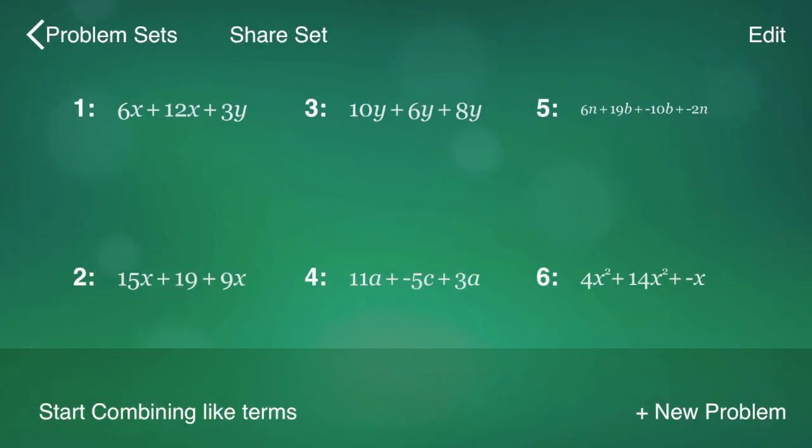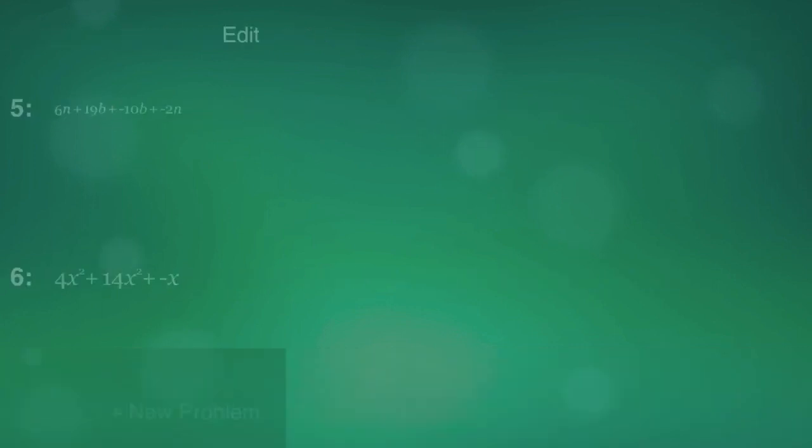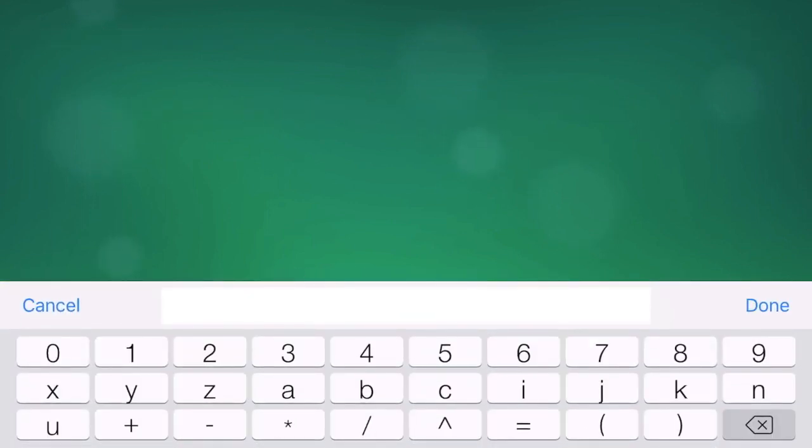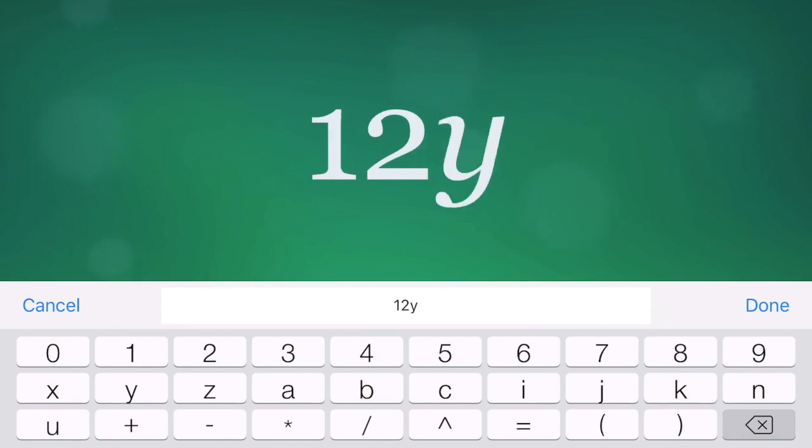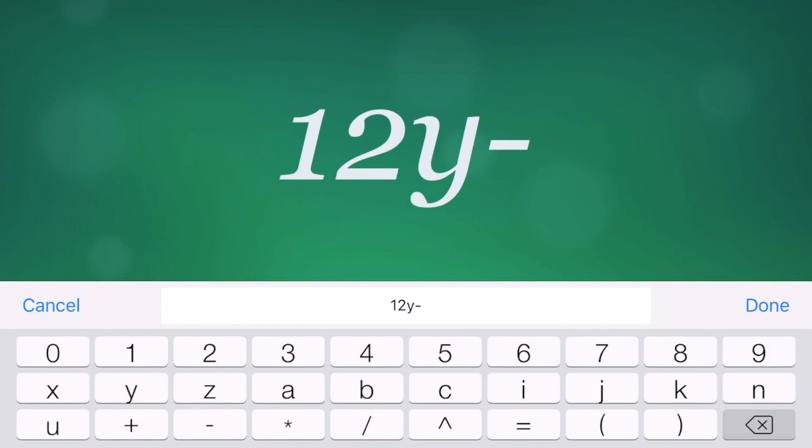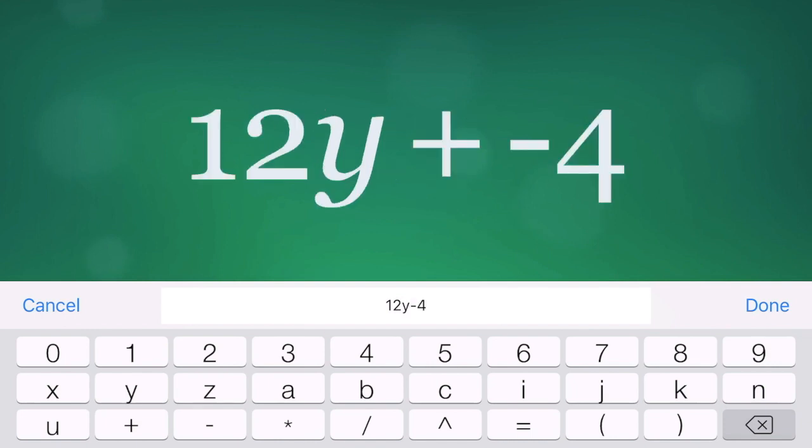So just to show you what a problem would look like, for number 13 I would have 12, and they don't have a w, so I'm going to use y. Then -4. See how it changed to +4? Because I'm combining it. So I'm sorry, see how it changed to +(-4)? It's because I'm combining them.